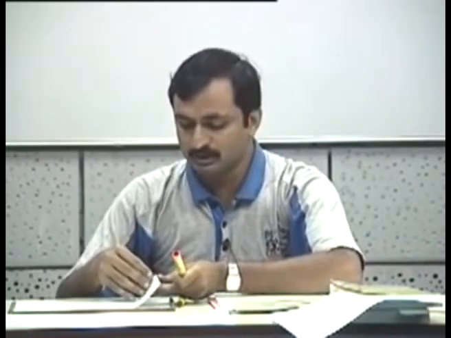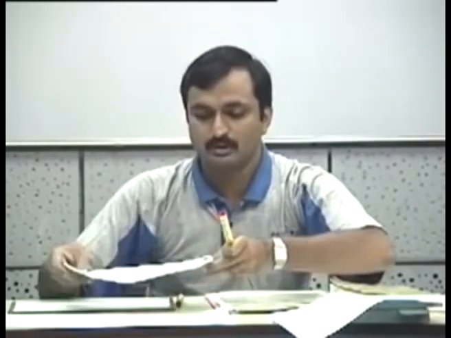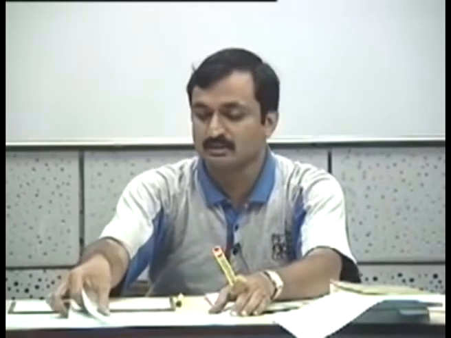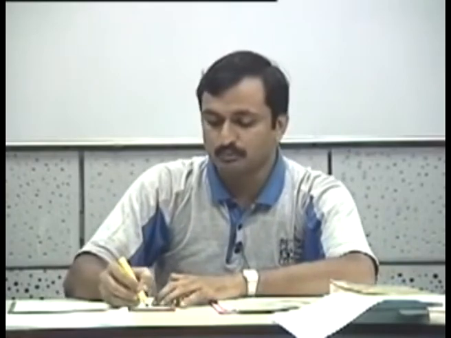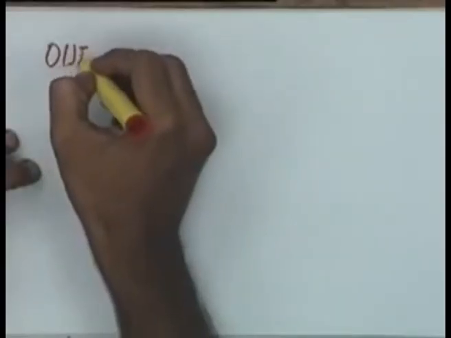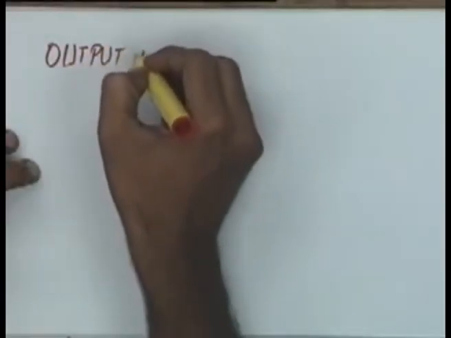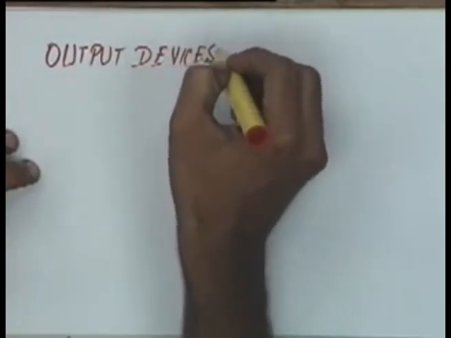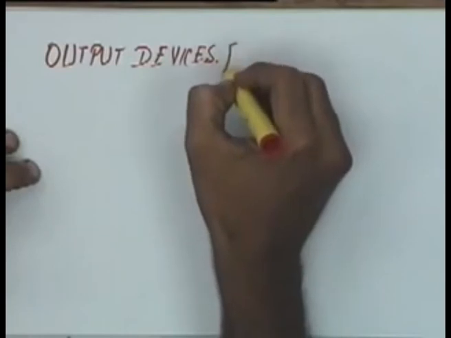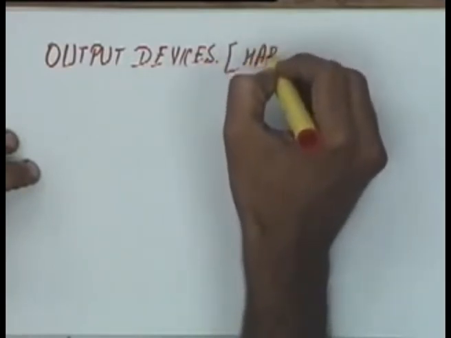Now, before we go into those issues, that is details on how lines and circles are drawn, let us quickly see some of the output devices. By output devices, I mean hard copy devices.